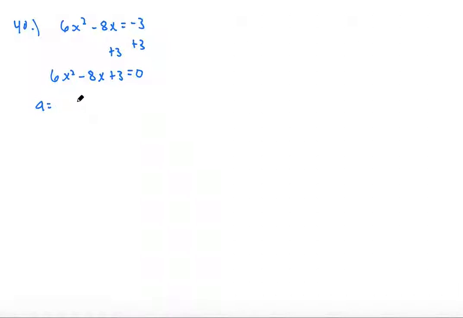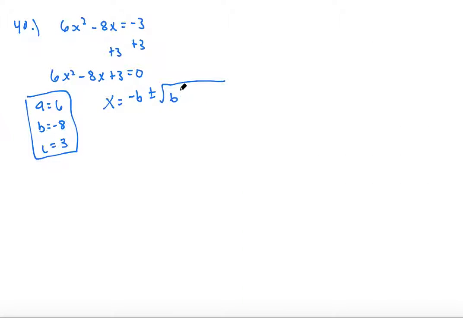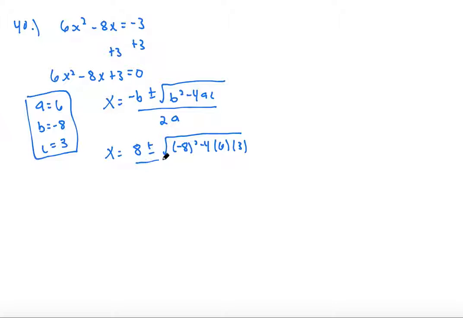Again, identify your coefficients. So a equals 6, b equals negative 8, and c equals 3. This will hopefully help you not make a mistake. Write the quadratic formula. x equals opposite of b plus or minus the square root of b squared minus 4ac all over 2a. So we have x equals positive 8 plus or minus the square root of negative 8 quantity squared minus 4 times 6 times c, which is 3, all over 2 times 6.